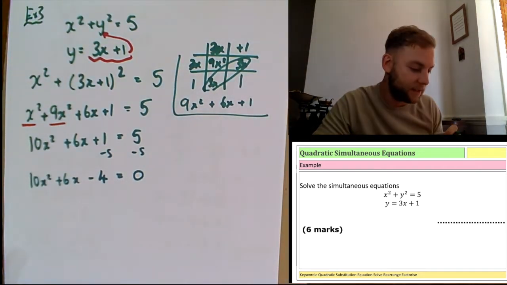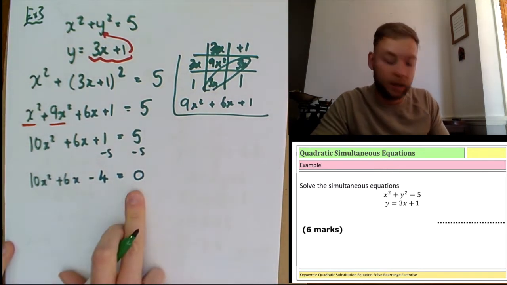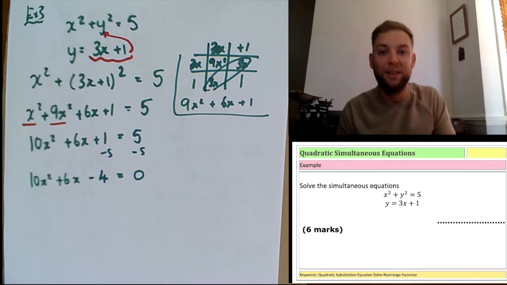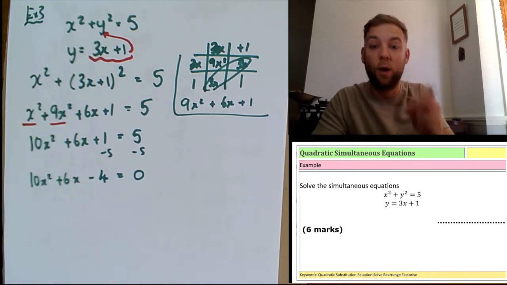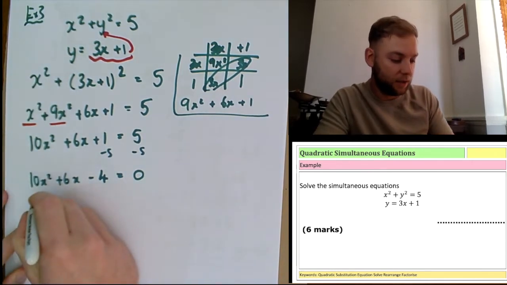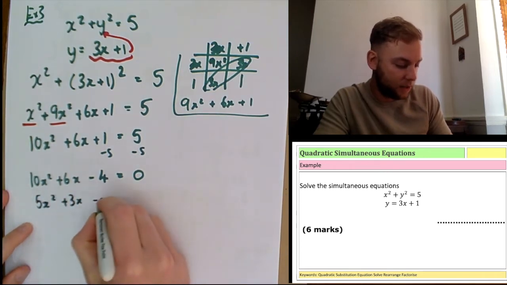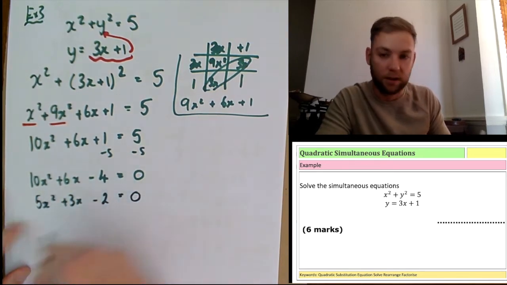Now the first thing I notice is I can divide all of these by 2. I can only divide them all by 2 because it's an equation, so don't think you can just divide anything by 2. It's only because this is an equation that I can do that. So I can do 5x squared plus 3x minus 2 is equal to 0.